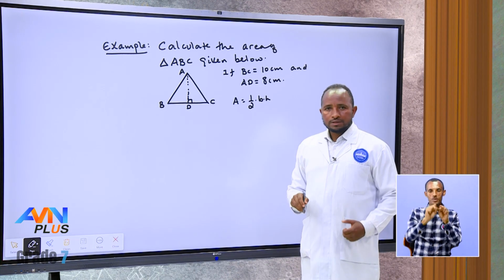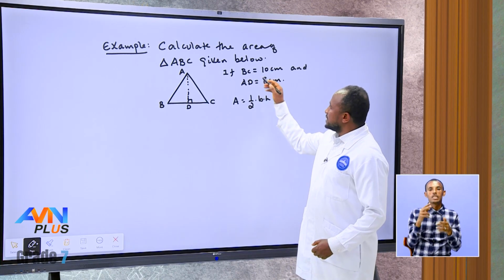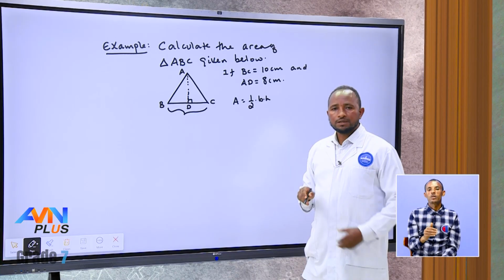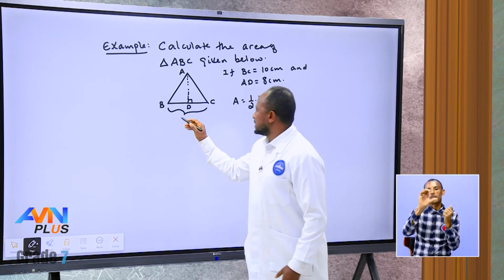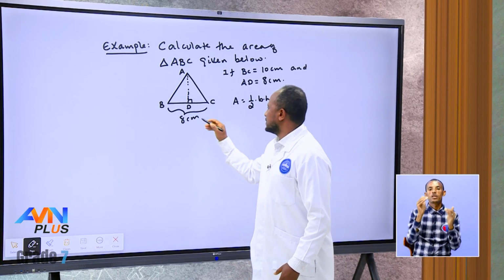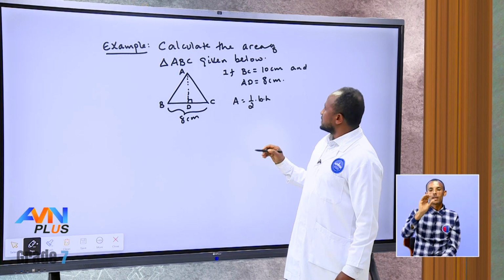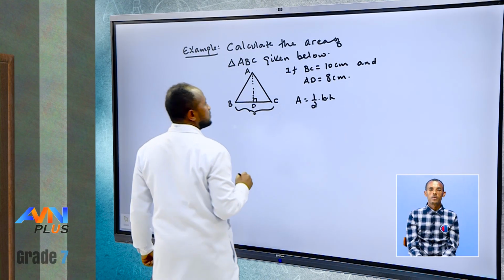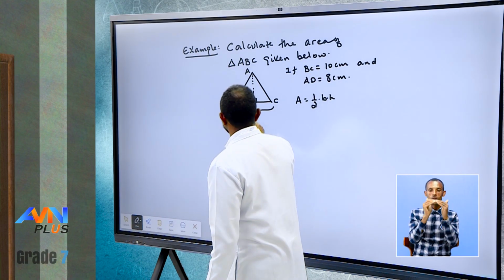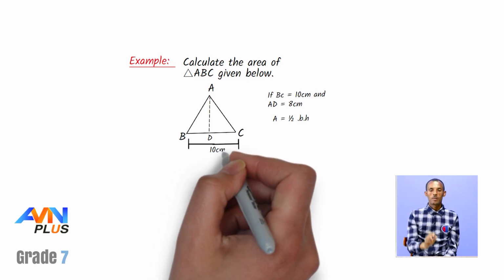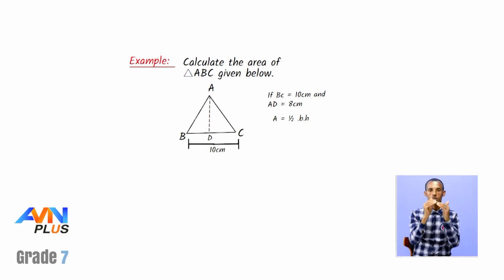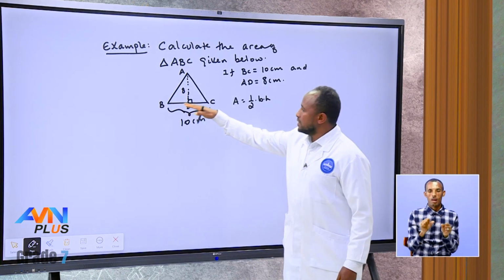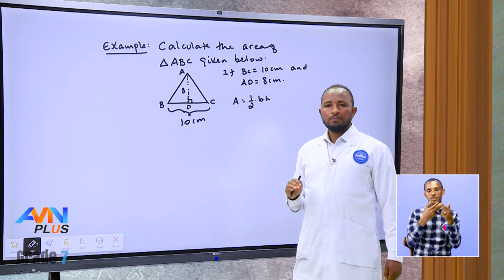So in this case, the length BC is given. BC is this distance, the base, which is given to be 10 centimeter. And AD is given to be this 8 centimeter. Therefore, to calculate the area, simply base times height divided by 2.